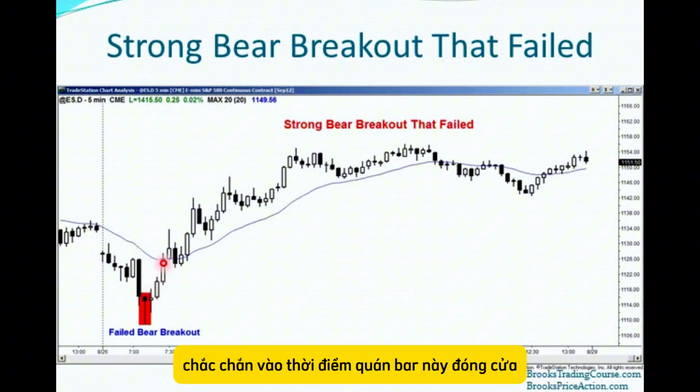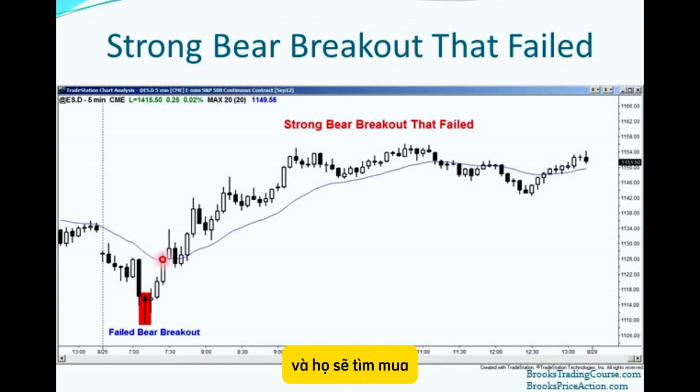Certainly by the time this bar closed, traders would have decided that the market's always in long, and they would be looking to buy. They'd buy the close here, they'd buy maybe the close here, they'd buy at the low of this bar, and they would have been filled on this bar. They would buy above the high of this bar, they'd buy this close, they'd buy this close, they'd buy below that bar, they'd buy above this bar.